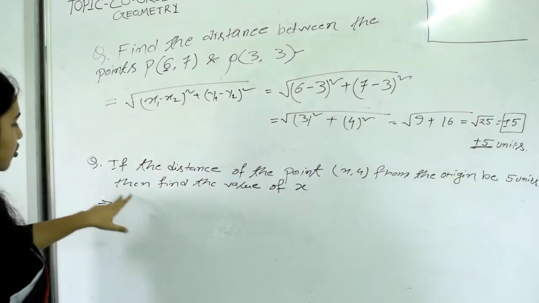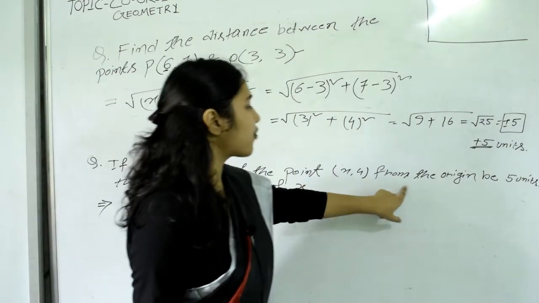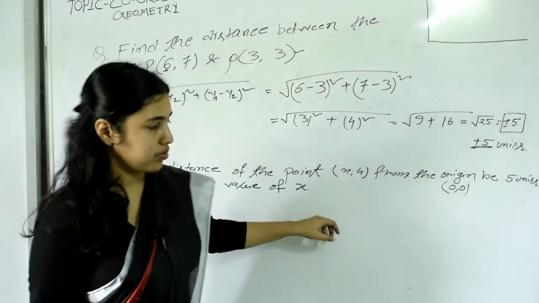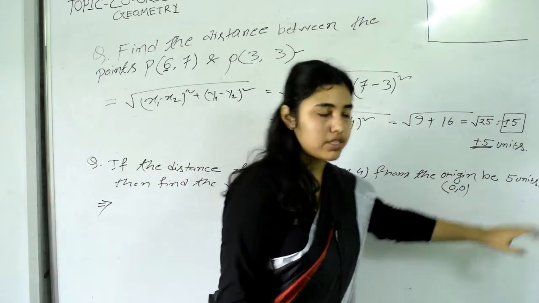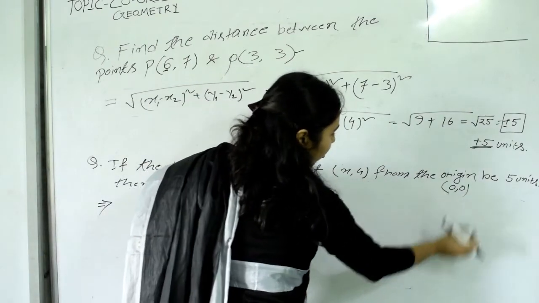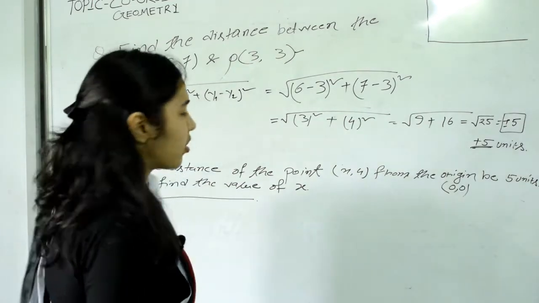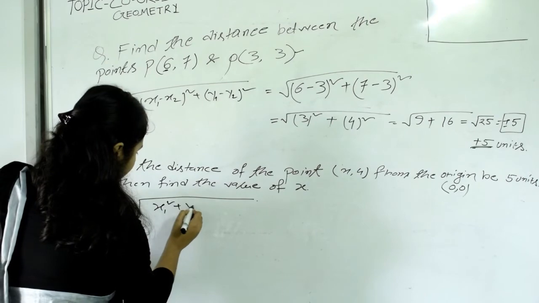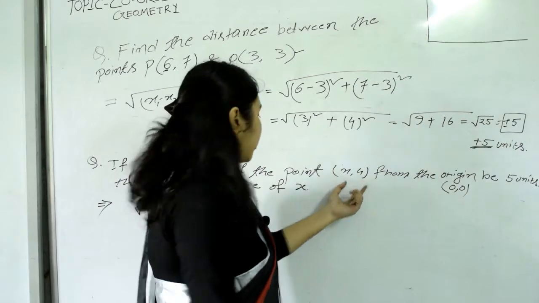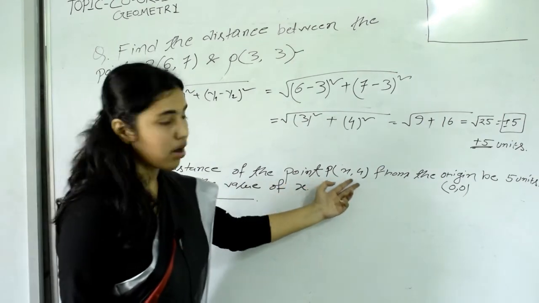Now come to your next question. If the distance of the point (x, 4) from the origin, and the coordinate of the origin is (0, 0), right, be 5 units. Okay, so first find the distance between this point and the origin. We know that the distance between any point and the origin is root of x1 square plus y1 square, where, suppose we name this point as P, then x1 and y1 is the coordinate of this point P.